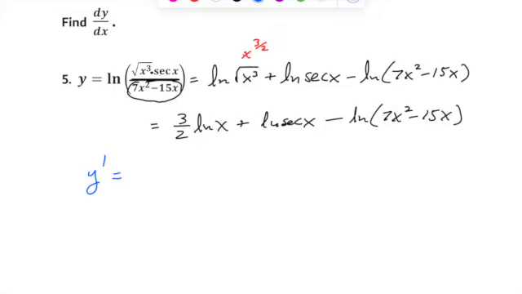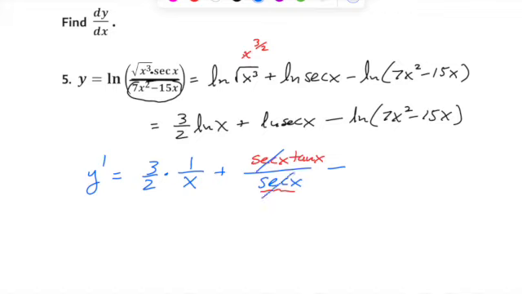The derivative of 3/2 ln of x will be 3/2 times 1 over x, the derivative of ln of x, plus the derivative of ln of secant of x is 1 over secant of x, and then multiplied by that derivative, which would be secant x tan x. And you might already start to see some reducing that could be done there. Those secants are going to cancel. Minus the derivative of ln of 7x squared minus 15x will be 1 over 7x squared minus 15x multiplied by that expression's derivative, which is 14x minus 15.